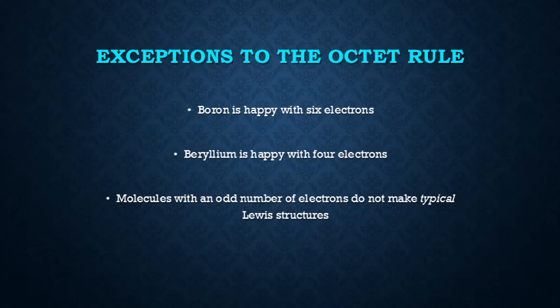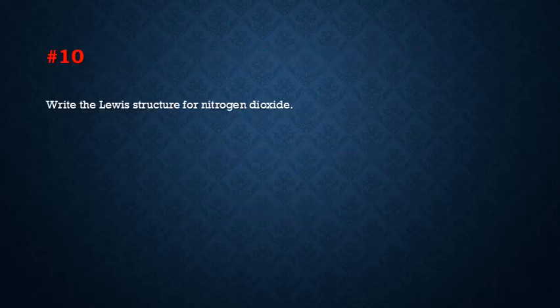And molecules with an odd number of electrons do not make typical Lewis structures. That one's really hard to read. I see that now, but I'm not going to go back. So I'll leave you to do this one on your own. It says nitrogen dioxide. Again, it's going to make an atypical Lewis dot structure, but I think you can do this one. So let me know how you do with nitrogen dioxide.